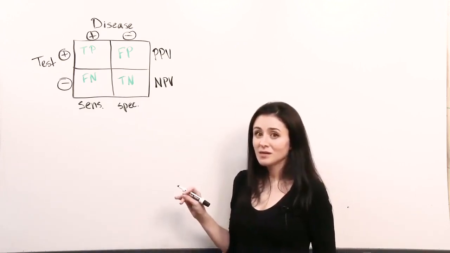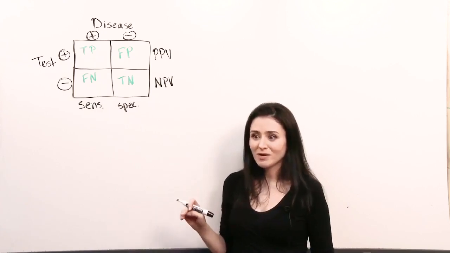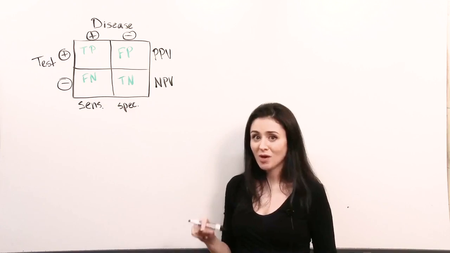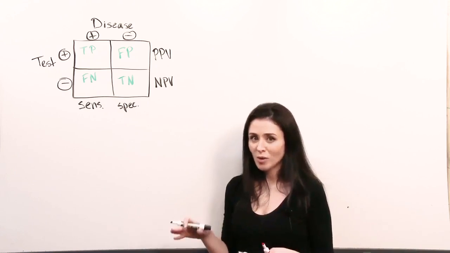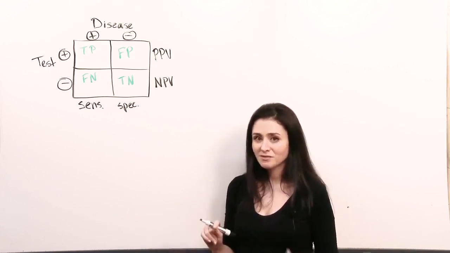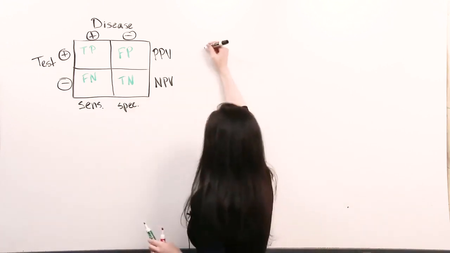And when we calculate these four equations, what I want you to remember is that true is going to go on the top and sum is going to go on the bottom. True on top, sum on the bottom. Let me show you what I mean. We'll start with sensitivity.